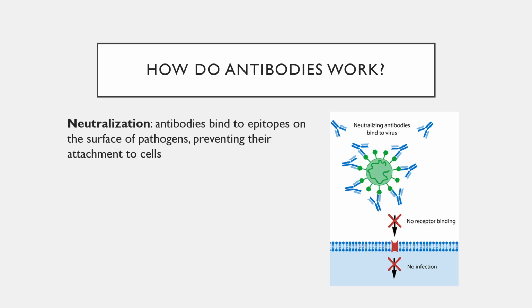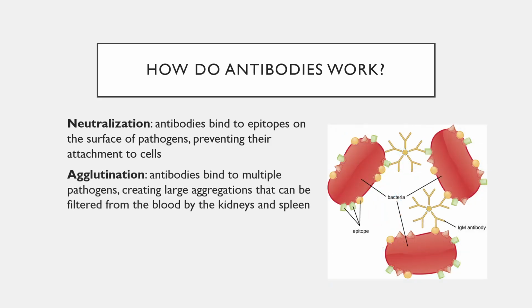Agglutination is another mechanism by which antibodies remove pathogens from the body. Agglutination describes the manner in which antibodies can bind to multiple pathogens at the same time, cross-linking them and creating these large aggregations. And once the aggregation is large enough, it can be more easily filtered from the blood by your kidneys and spleen.